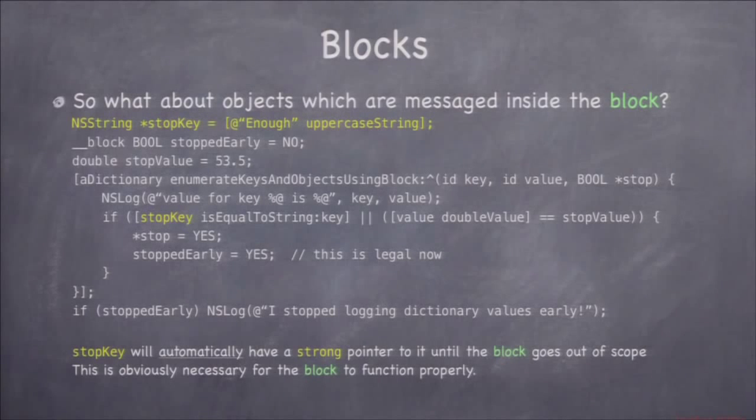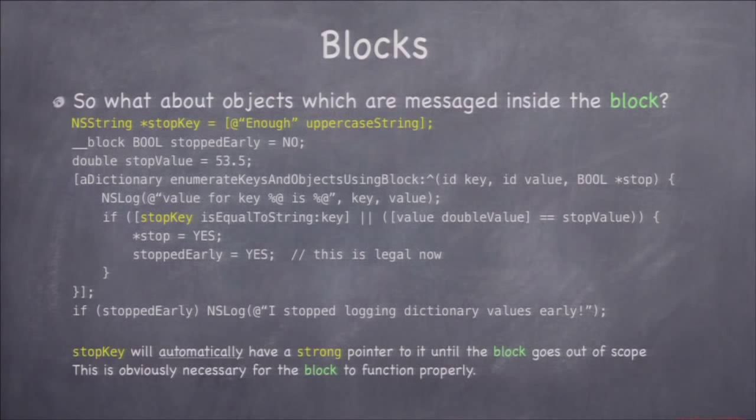So if I had a string stop key, which was enough, and I wanted to use stop key inside that block, like this, the compiler has to make sure that it generates code, and the runtime has to make sure it works, so that there's a strong pointer to it. Otherwise, it could leave the heap by the time this block executes, because this block could execute at any time. Okay? This block happens to execute immediately when you call this, but it's legal for the dictionary to grab this block and store it somewhere and execute it sometime later that it wants to.